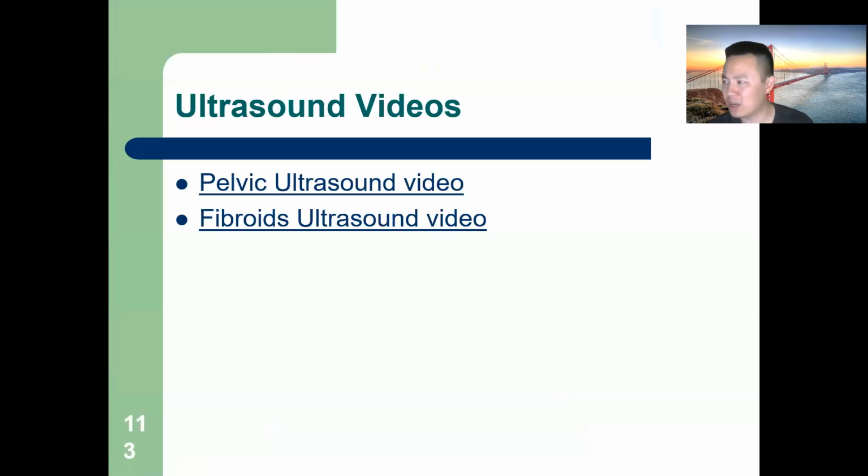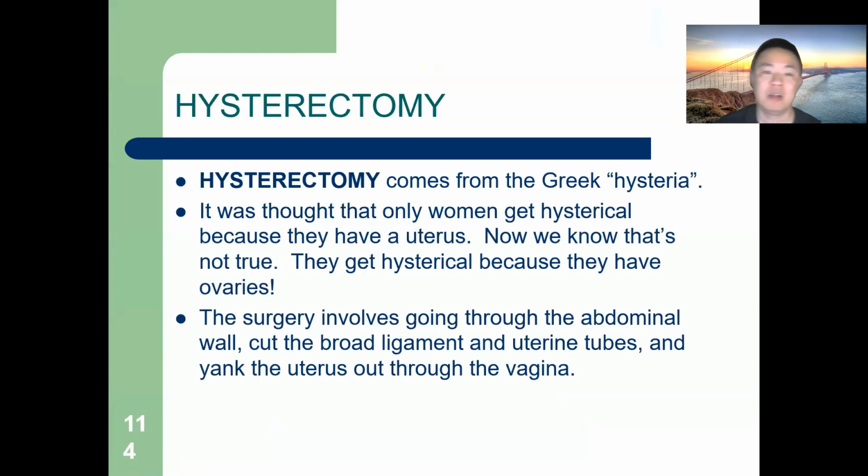Ultrasound videos, you can look on YouTube. All right, what is a hysterectomy? Well, it comes from the Greek hysteria, and it was thought that only women get hysterical because they have a uterus. Now we know that's not true. They get hysterical because they have ovaries. The surgery involves going through the abdominal wall, cutting the broad ligament and uterine tubes, and yanking the uterus out through the vagina. That's hysterectomy.